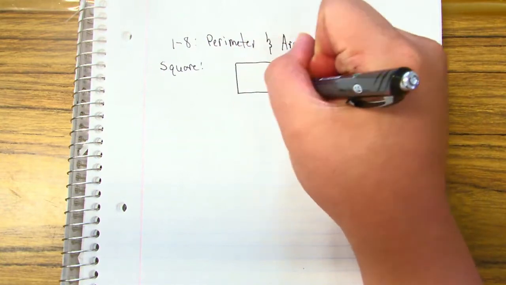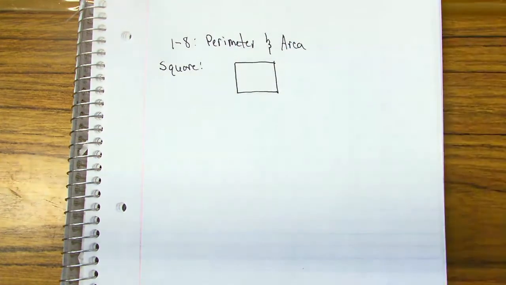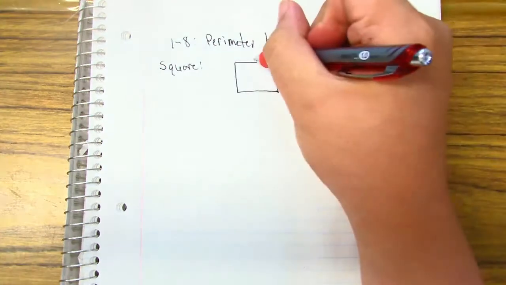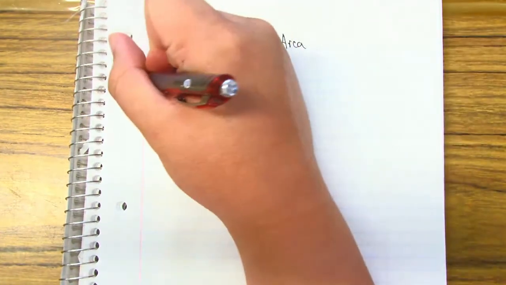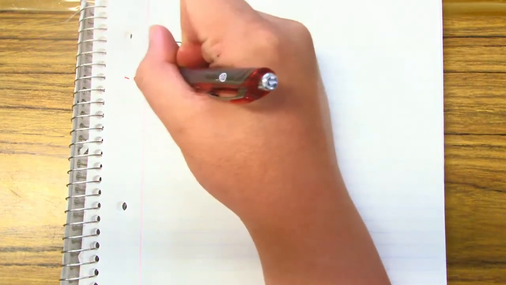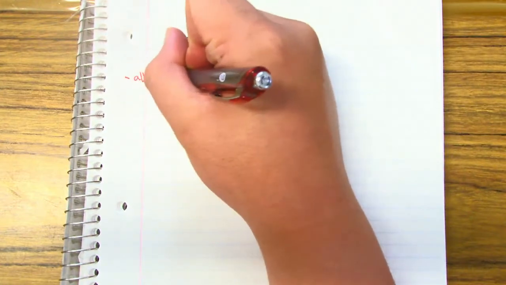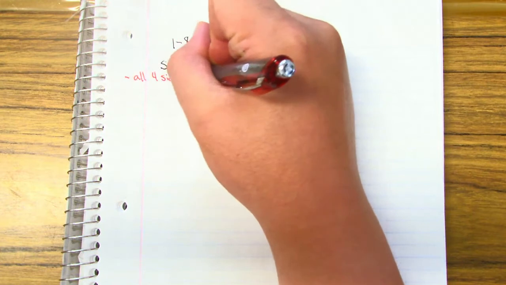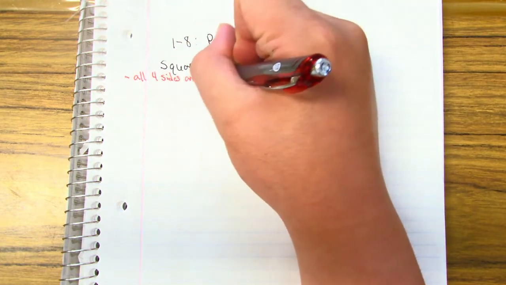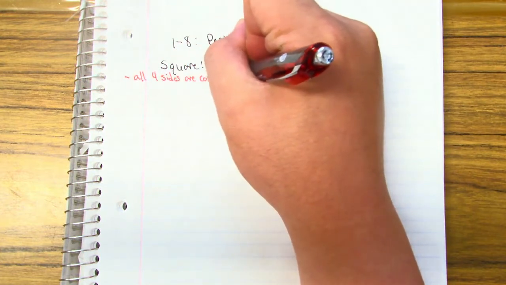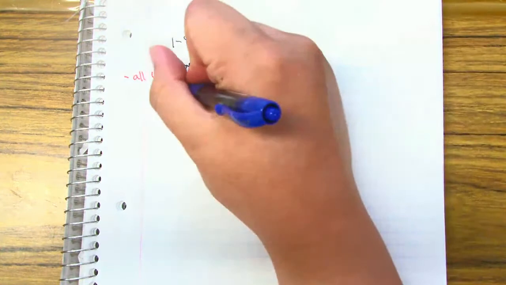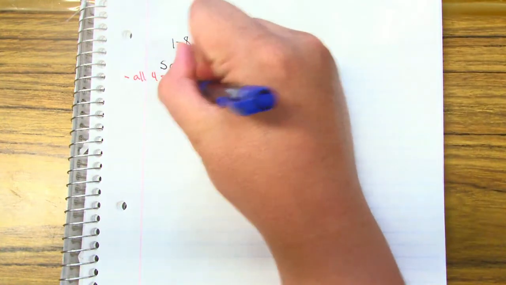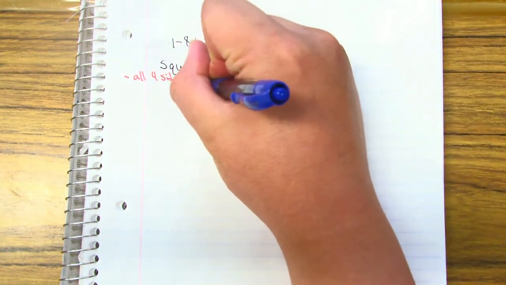As a fact of the square, you know that all four sides are congruent. So let's add that in. All four sides are congruent. If you don't know what congruent means, it means that they have the same measurements.